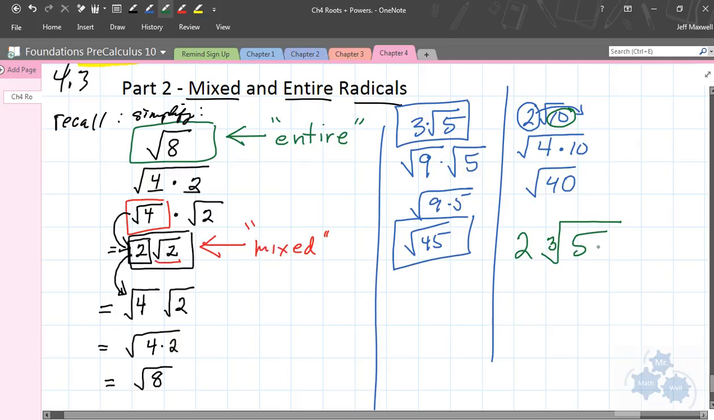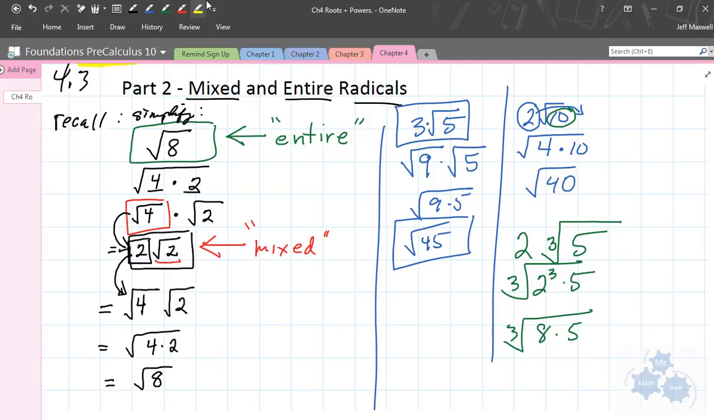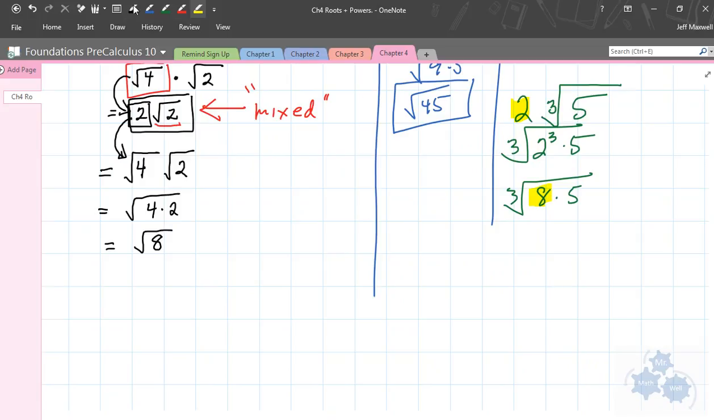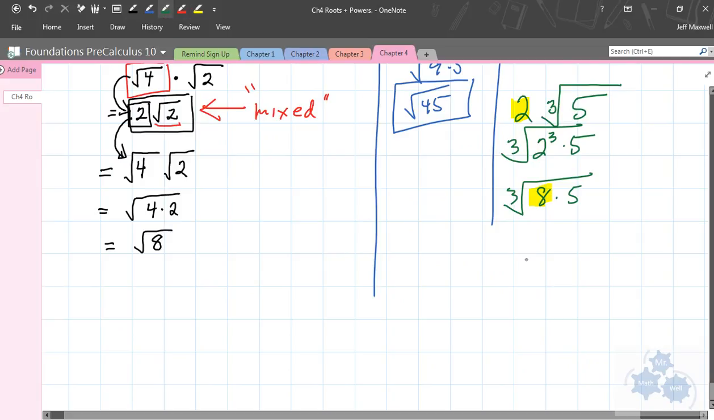But the 2 wants to get in. How do we get the 2 in to the cube root club? It's got to get cubed. So 2 gets cubed to come in. You see? So it's 8. 2 becomes 8 when it comes inside the cube root club. So here it's outside as a 2. Now it's inside as an 8. And so we have the cube root of 40.